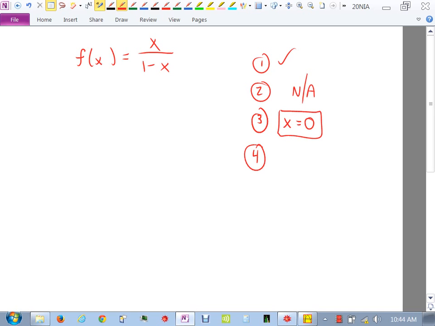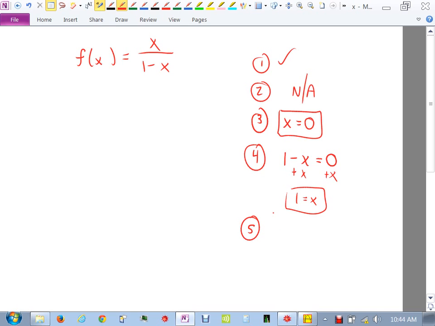Fourth step. Find the vertical asymptotes, right? How do you find vertical asymptotes? Set denominator equal to 0. Can you solve that equation? Add x to both sides. 1 is equal to x. That's my vertical asymptote. With me? Fifth step. Find the horizontal asymptote.